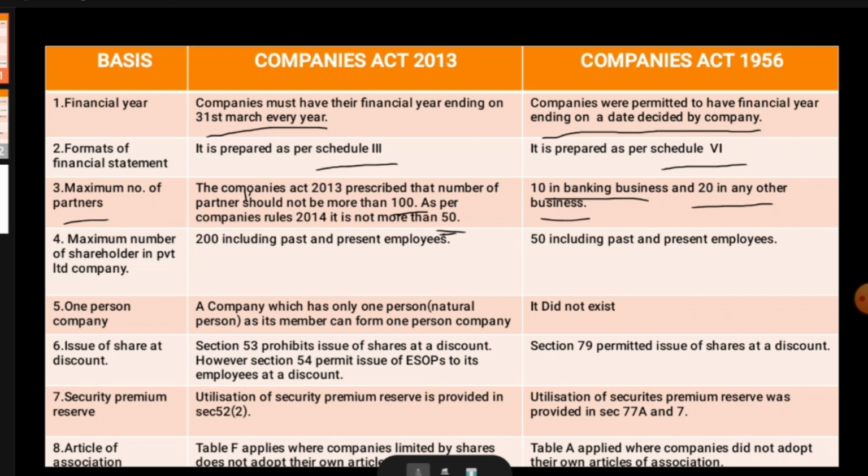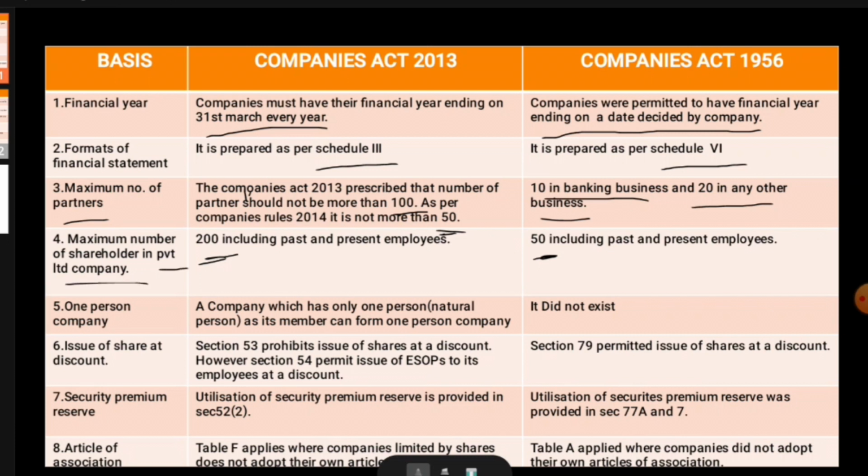Now our next point is the maximum number of shareholders in a private limited company. The maximum number of members is 200 including past and present employees according to Companies Act 2013, and the maximum number of members according to the 1956 Act is 50 in case of a private limited company. Remember, now it is increased to 200 in case of a private company.